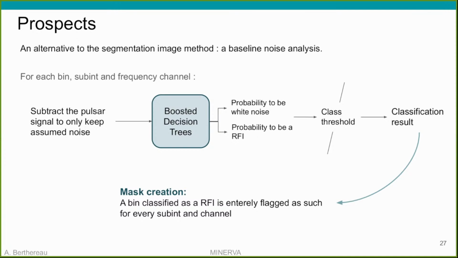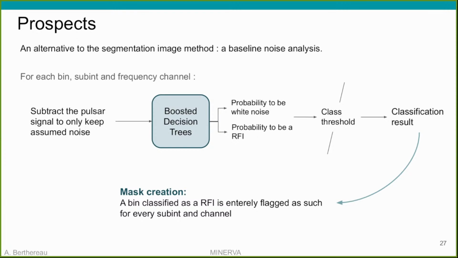If a band is classified as an RFI, the entire sub-integration and channel associated with this band will be flagged as an RFI. So then we will have at the end a binary mask of 2 dimensions with the number of sub-integrations and the frequency channels, the same way that we had with Coastguard and the deep learning method.